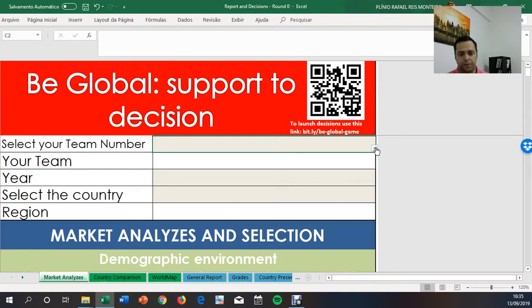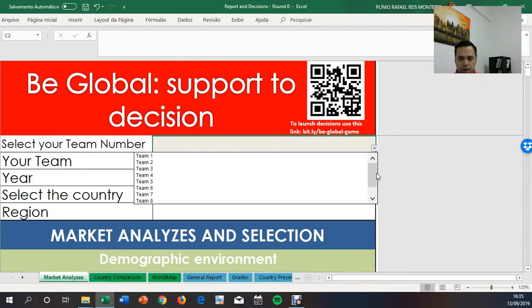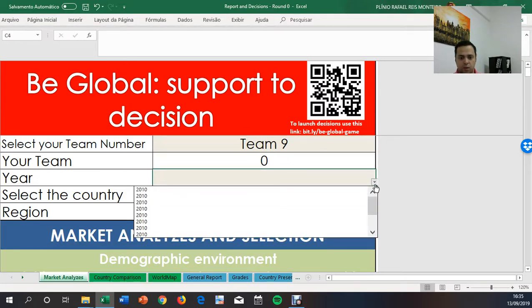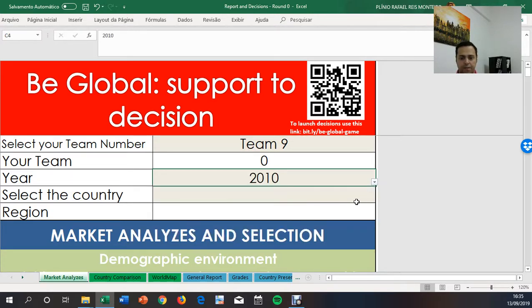As I told you, the first thing to do is to select your team number. So suppose that I'm team number 9, and also I need to select here the year. Right now we're starting on 2010, so because of that, only this option is available to us. So let's take a look at other parts of the file before entering here the country.